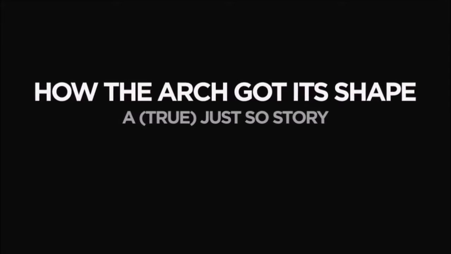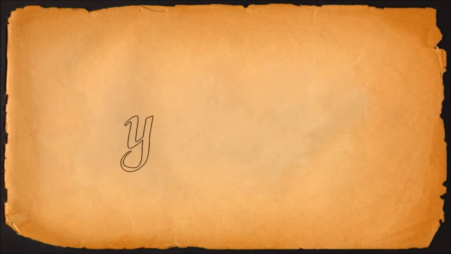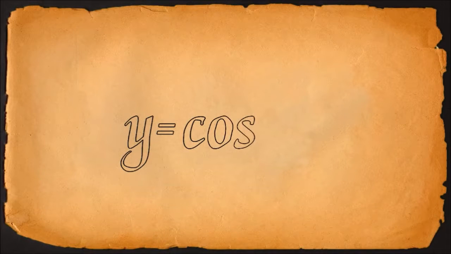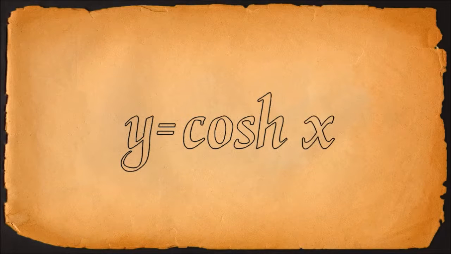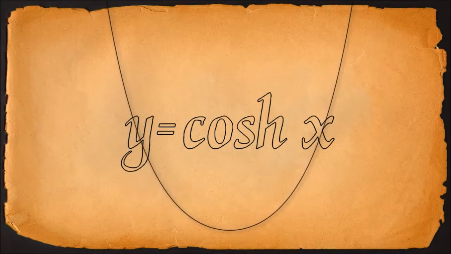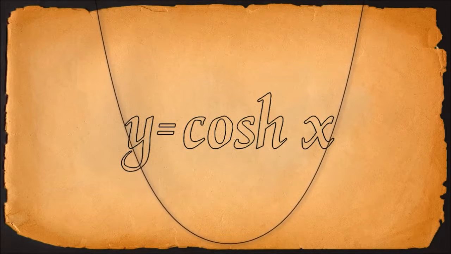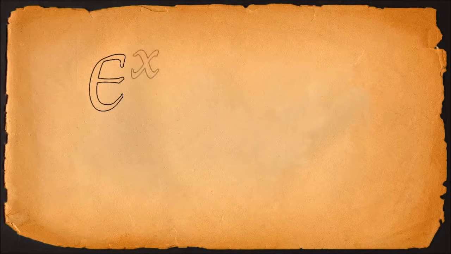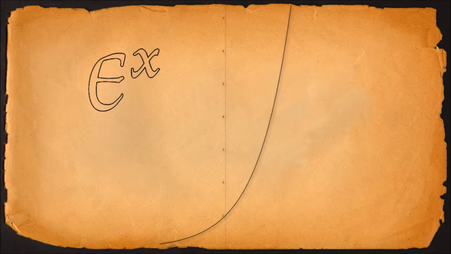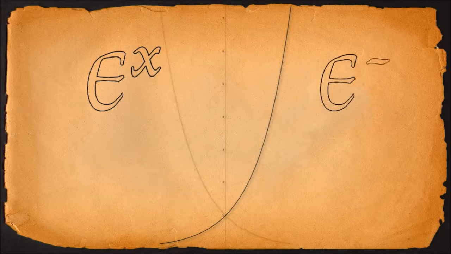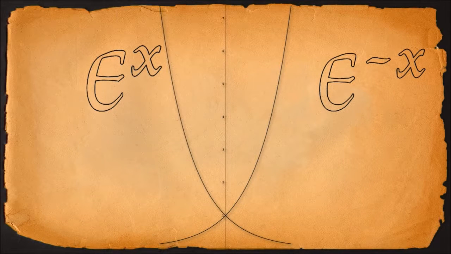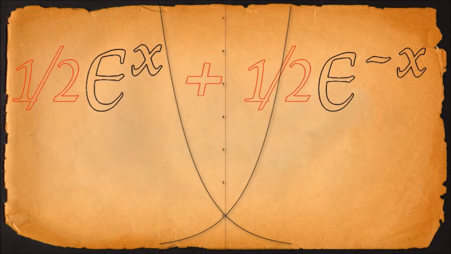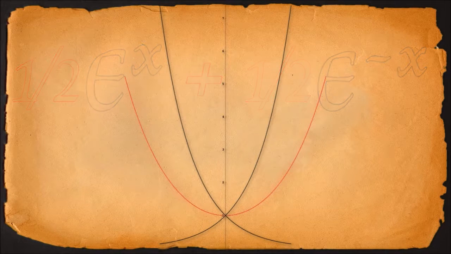How the arch got its shape. In the beginning was the equation. It was born over 3 centuries ago, when mathematicians said that it described a beautiful curve, the surprising child of distinguished parents, the curve of exponential growth, and its companion curve of exponential decay, by taking equal parts of one and the other.